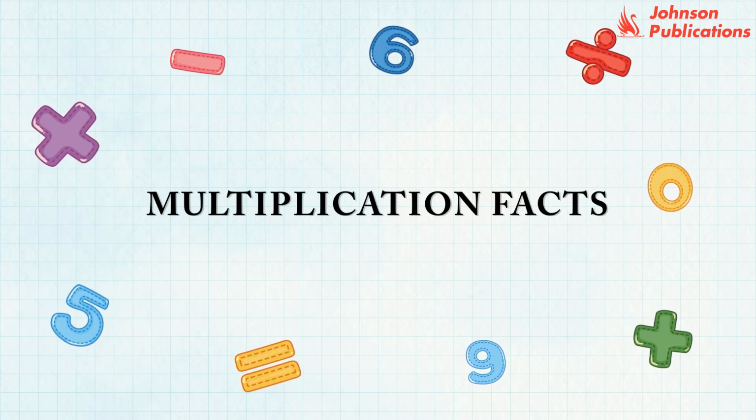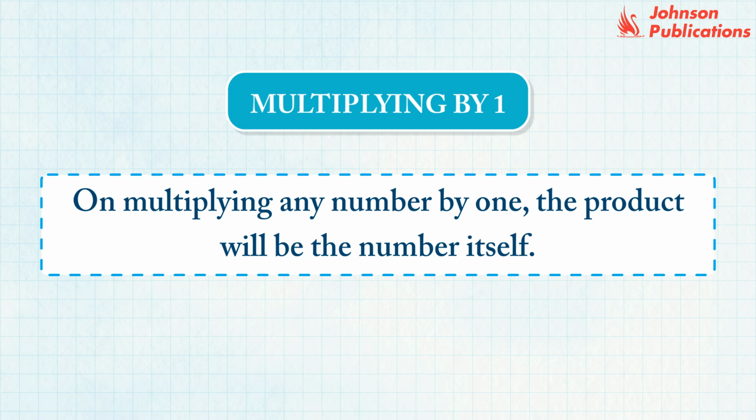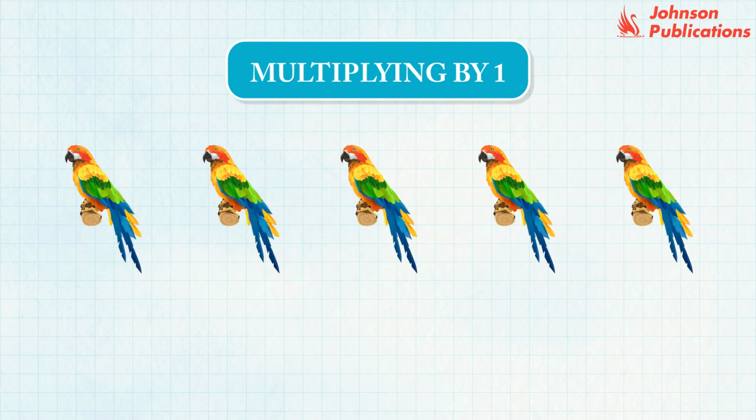Multiplication facts. On multiplying any number by 1, the product will be the number itself. For example, there is one bird on each branch and we have 5 birds. So, 5 times 1 is 5.